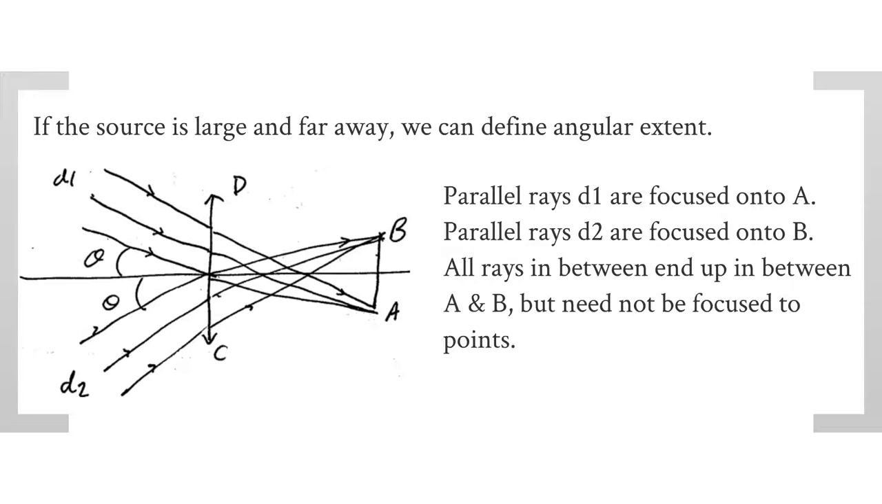Then the edge ray principle still applies. Anything in between, so any point like here, or here, or wherever, all we can say is that it will always end up in between B and A. Not necessarily at a single point, but it will spread between B and A. Same as the edge ray principle that we discussed before.